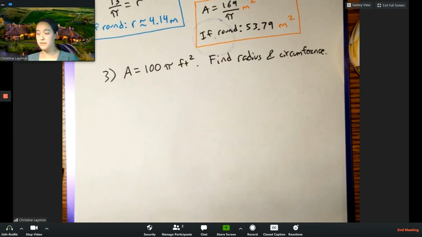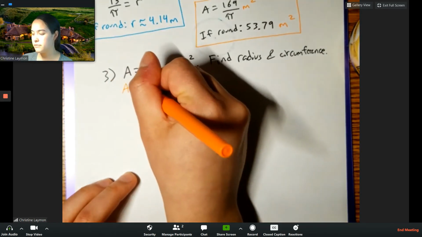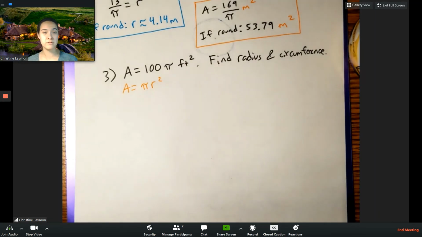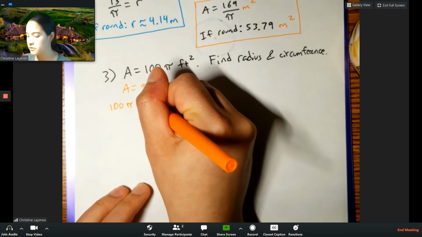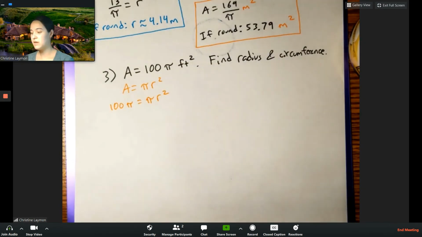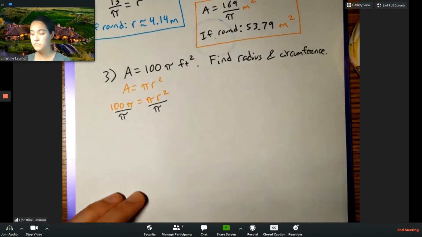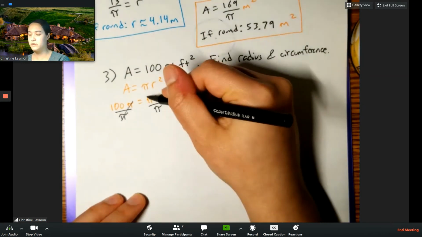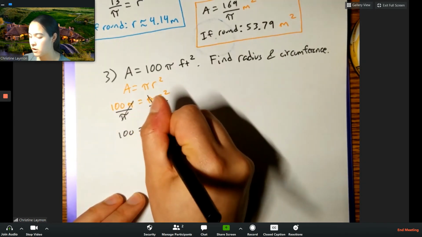Now we're told that the area is 100 pi feet squared. We want to find the radius and the circumference. Remember that area is pi r squared. So we have 100 pi equals pi r squared. Our job is to solve for r. So let's go ahead and divide pi on both sides. Notice that these pi's are gone and those pi's are gone. We're left with 100 equals r squared.